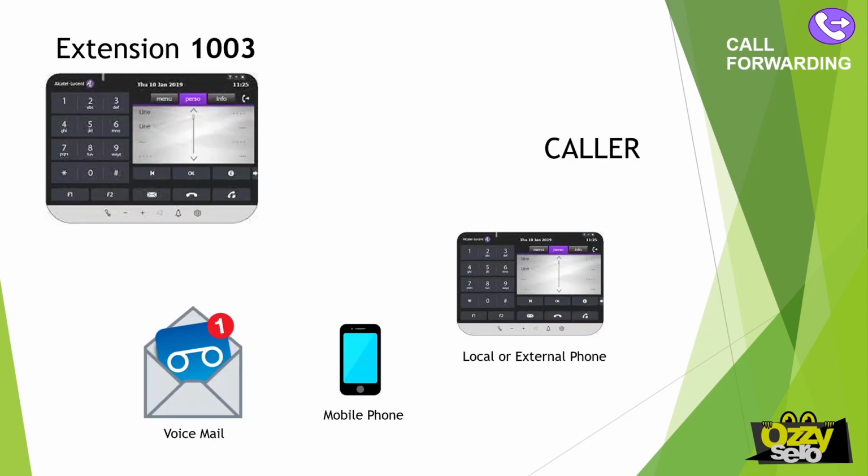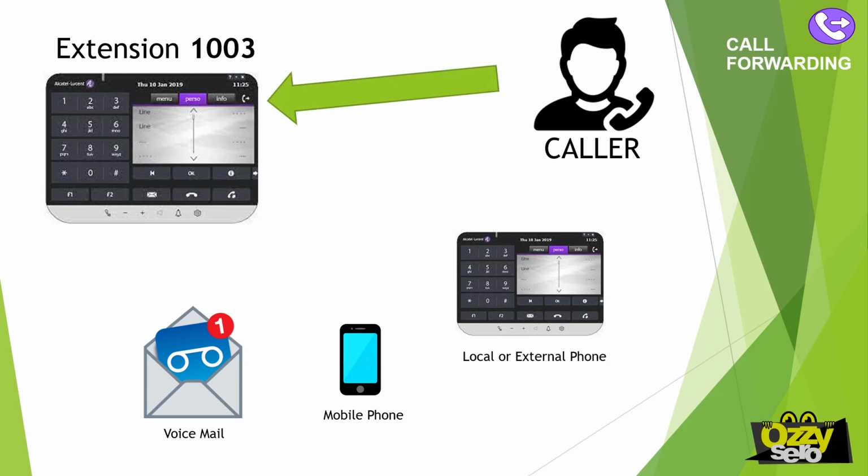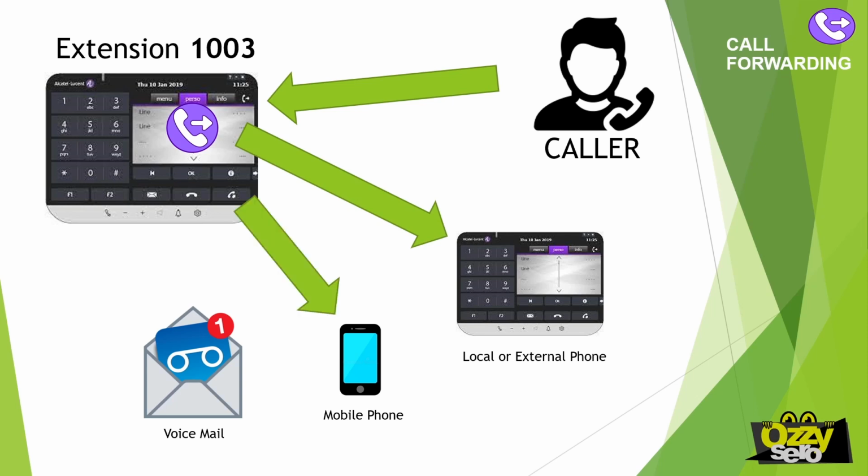Let's take a look at how the call forwarding works. Let's say you have a caller. It can be an internal or external caller, and it is trying to reach extension 1003, which happens to have call forwarding enabled. Once it reaches extension 1003, the call will then be forwarded to the number that is configured, such as a local number or an external phone, or it can go to a mobile phone or directly to a voicemail.